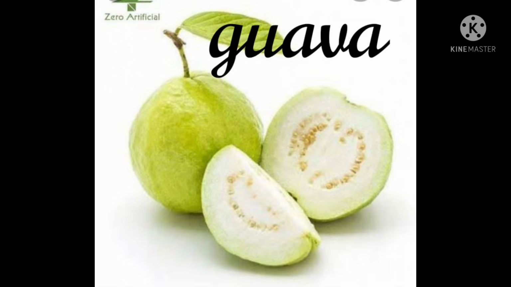What is the name of the second fruit? It is green in color. All of you have seen this and eaten this fruit. This is guava. The name of this fruit is guava. The spelling is G-U-A-V-A, guava.